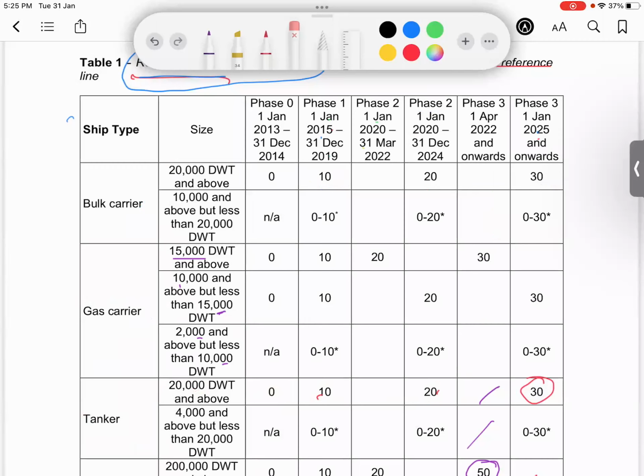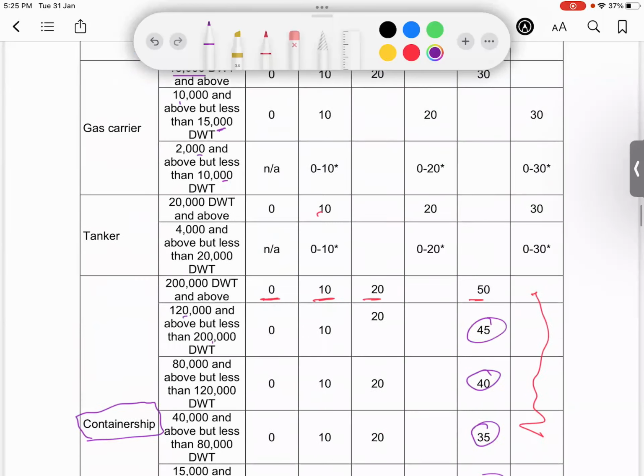Okay, for that. Now one more thing I would like to show you. Please pay attention over here. You see, you are in phase 2, right? So phase 2 reduction is 20%. Okay. Now let's take an example of container ship. Okay.